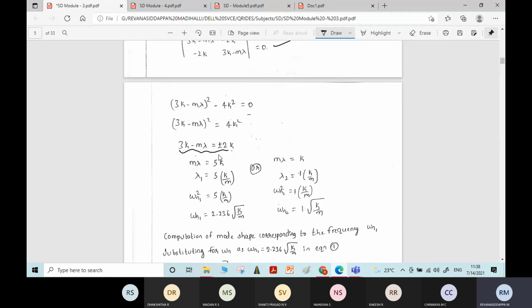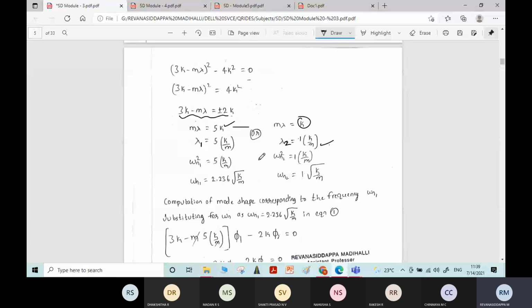If you take m lambda to the RHS, and plus or minus 2k to the LHS, 3k plus 2k is equal to 5k, and 3k minus 2k is equal to k. Both the conditions are taken, and finally the answer for lambda is worked out. The first answer I denoted as lambda 1, which is equal to 5 into k by m. The second answer I denoted as lambda 2, which is equal to 1 into k by m.